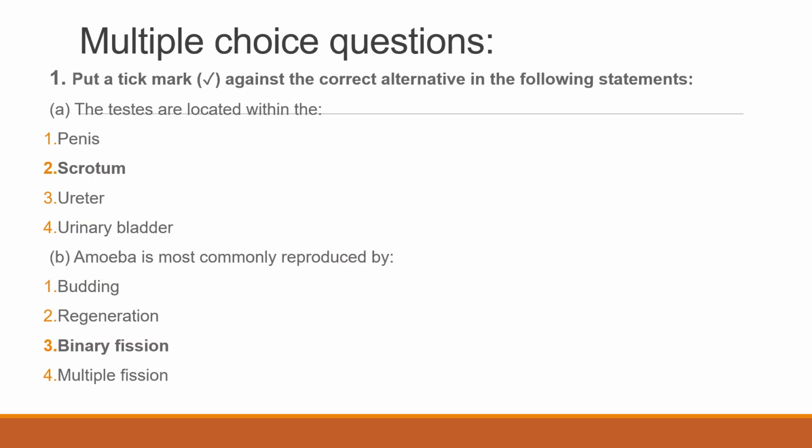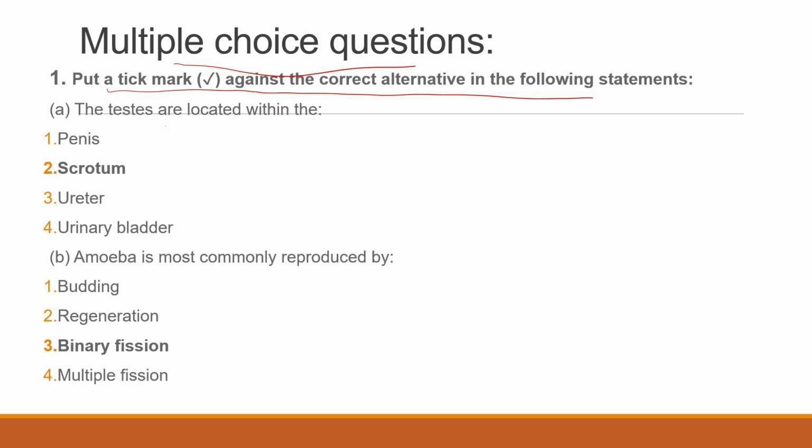The first set of questions we are having here is multiple choice questions. First, put a tick mark against the correct alternative in the following statement. We will be doing the question and answer simultaneously, as we are having less time. If you want to do it on your own, just pause here, do the questions and answers first, and then you can match it with my answers which I am discussing.